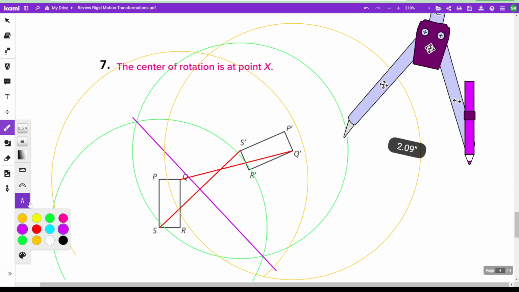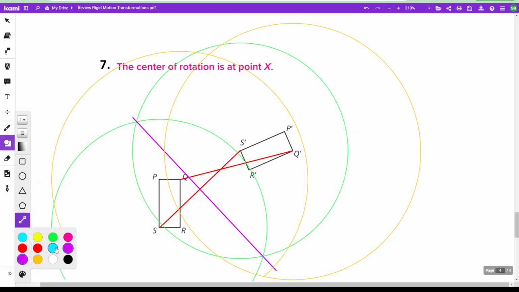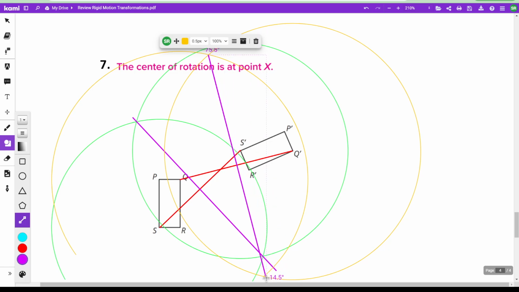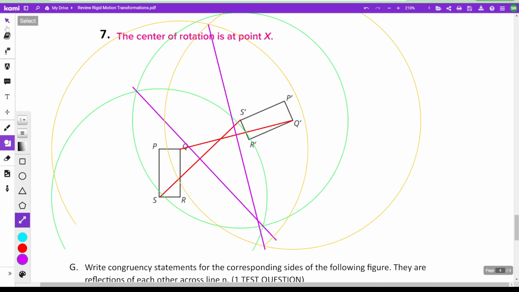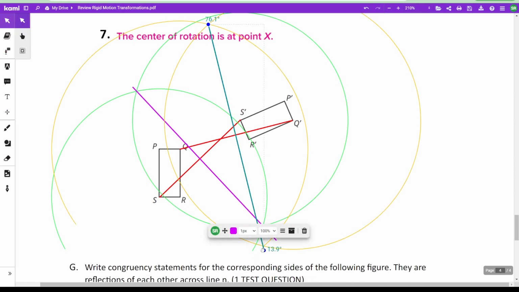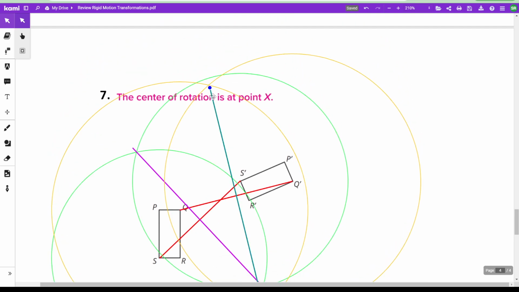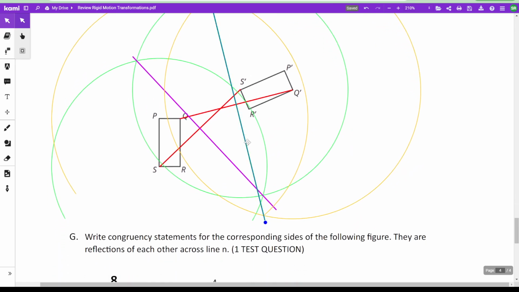I think full circles are a little bit more messy anyways, but here I have colors, so it doesn't really matter. But here I'm going to connect the intersection of these orange circles. And right there we see where our center of rotation actually is. Now I'm going to go ahead and fix this line a little bit so that we can clearly see where that center of rotation is. And I'm going to go ahead and mark it.